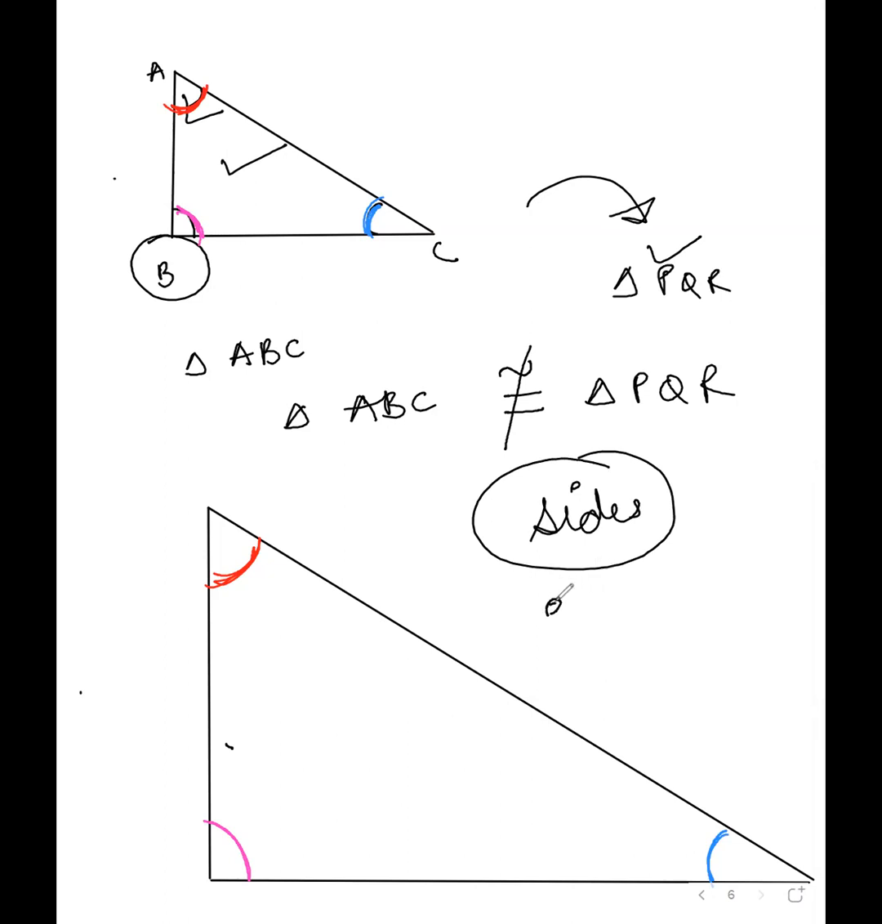Let's say we know a few sides and we know a few angles. Angles also have to be equal, but just by looking at angles, you can't say. It should be a combination of both of them. The sides are more important. Yes, exactly. Sides are more important. Very good.